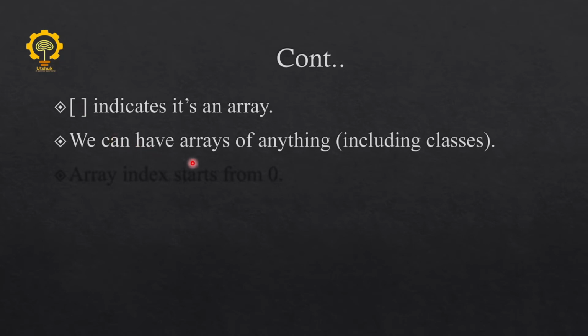We can have arrays of anything, including classes. We can have arrays of primitive or non-primitive types. Primitive types refer to integer, float, char, and non-primitive types refer to class, string, collection, interface. And array index starts from 0. As in every programming language, an array always starts from index 0.